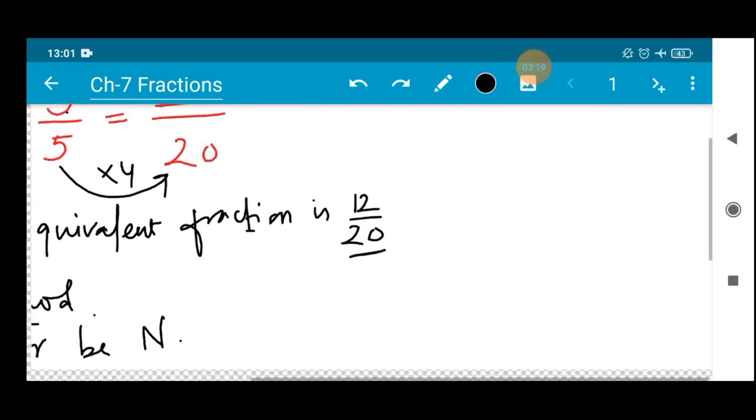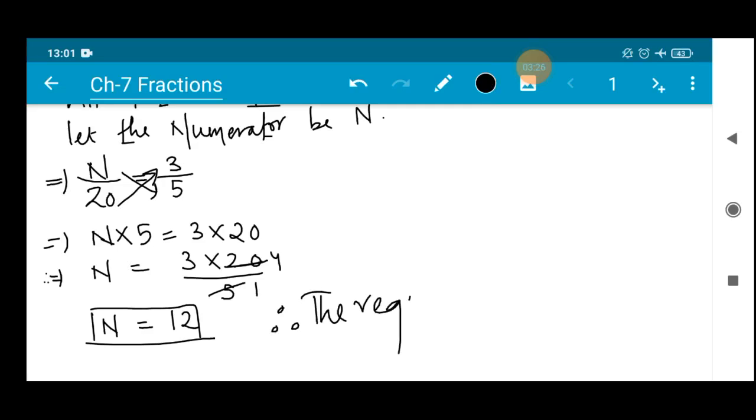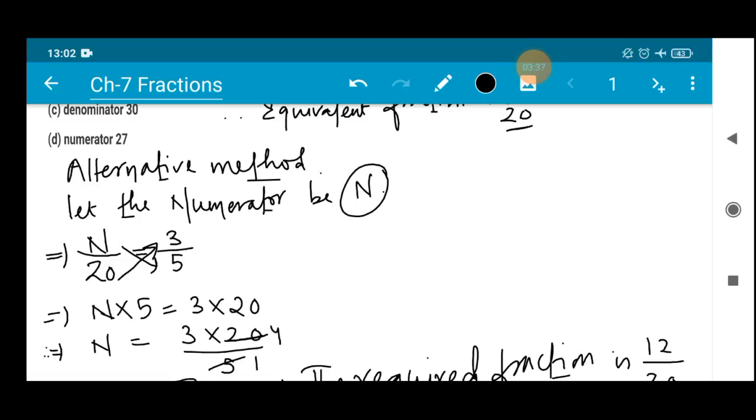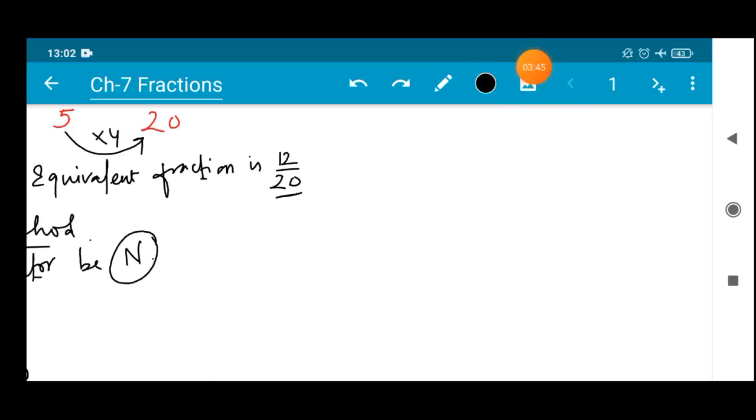Just check it out. So the required fraction, or the equivalent fraction, is n by 20, which means it is 12 by 20. We have found the value of n, which is 12, and at first we let the numerator be n. In this manner you will be solving the question.